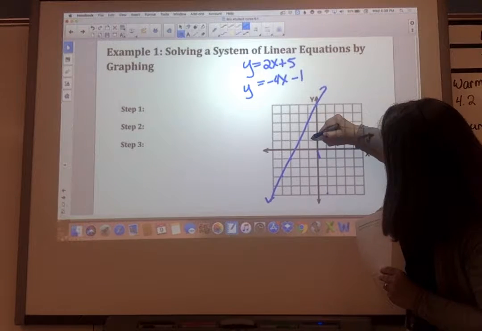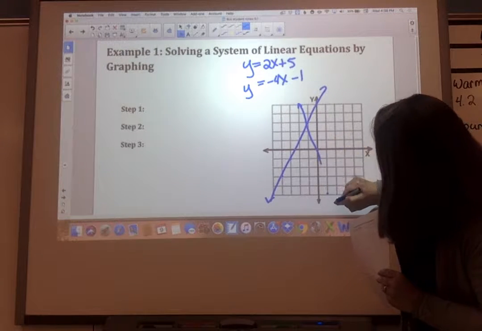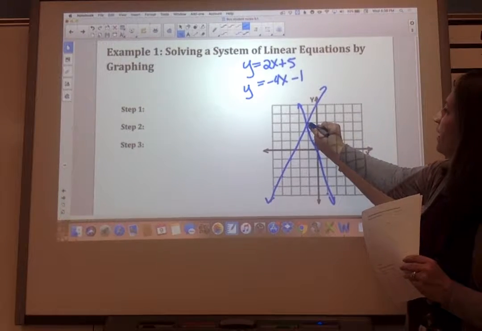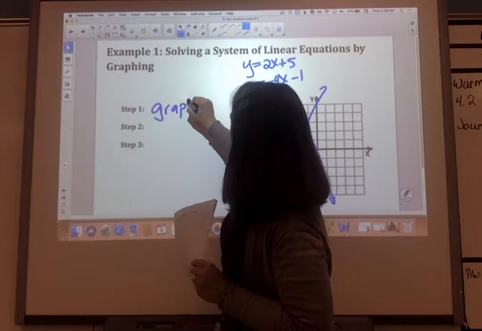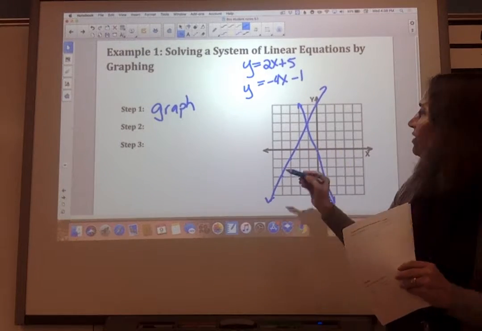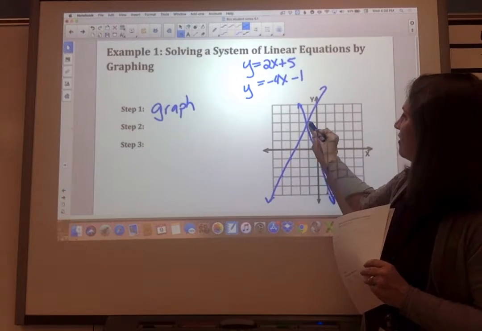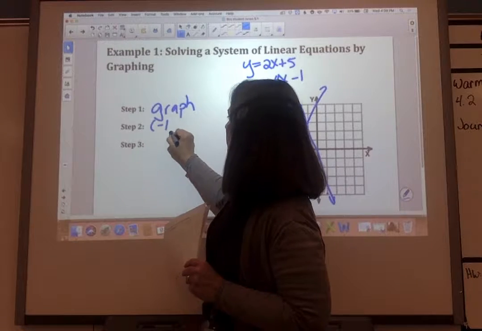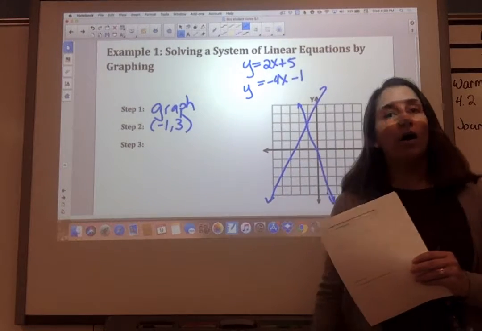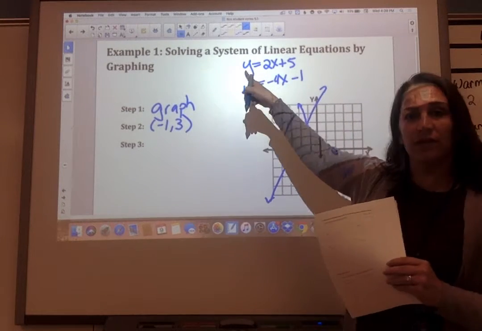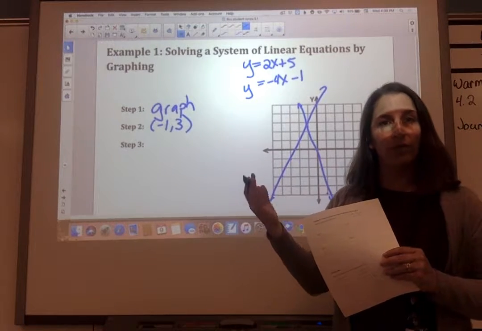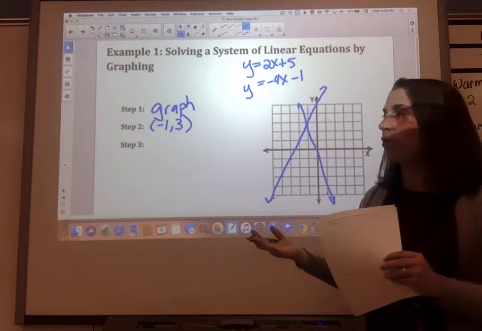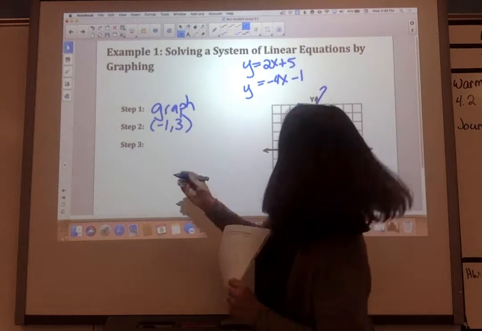Okay, so you can already kind of see, my line isn't super straight here, but after we do our first step, which is to graph, we can estimate the point of intersection. Looks to be at negative 1, 3. So our next step is to take each of these equations and substitute the point negative 1, 3. Negative 1 for x and 3 for y, and see if our equation is true.